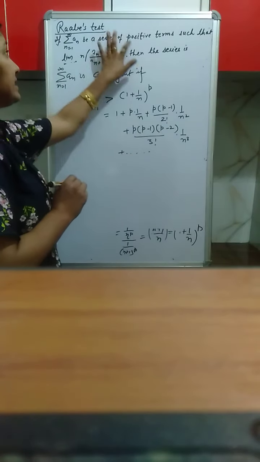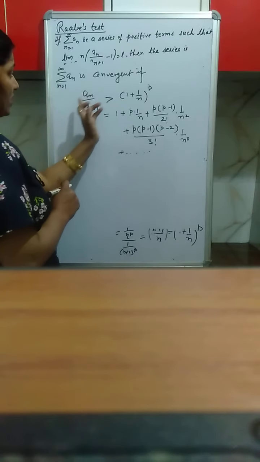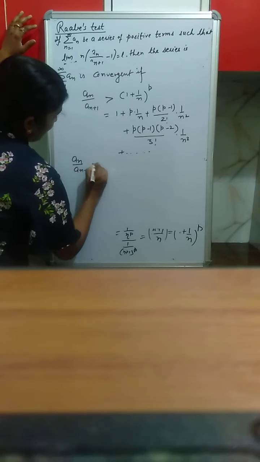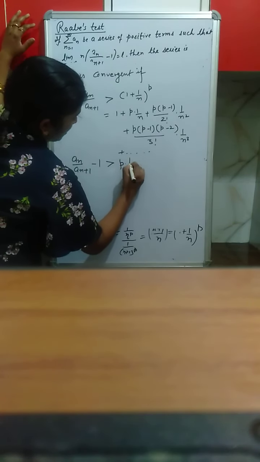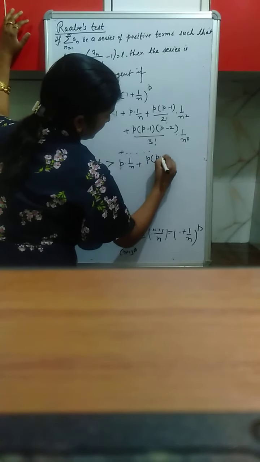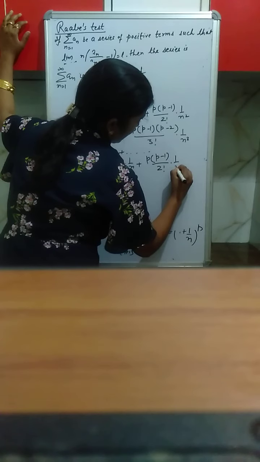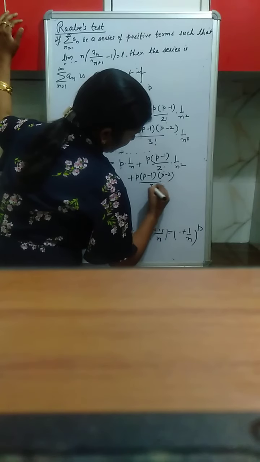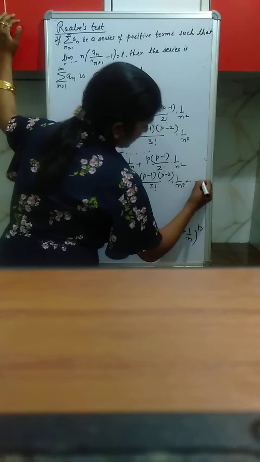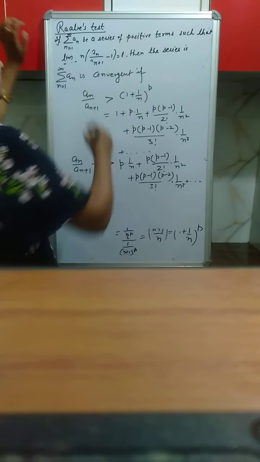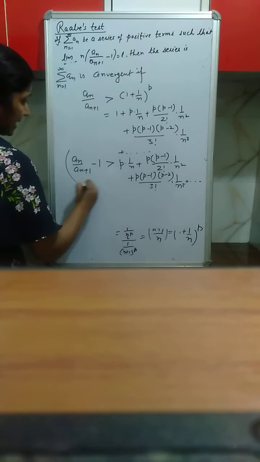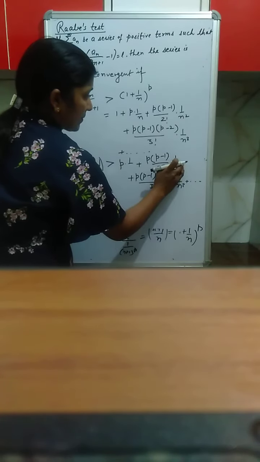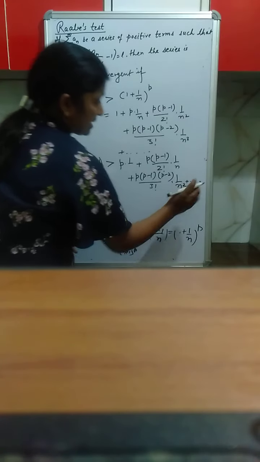Right, we want to make this type of expression. So let us take the 1 on the left hand side. What do we have? u_n upon u_{n+1} minus 1 is greater than P into 1 by n plus P into (P minus 1) by 2 factorial into 1 by n square, then P into (P minus 1) into (P minus 2) by 3 factorial into 1 by n cube, and so on. Next, we multiply n on both sides. If you multiply n on both sides, this n will come here. Here it is 1 upon n, then it is 1 upon n square, and so on.